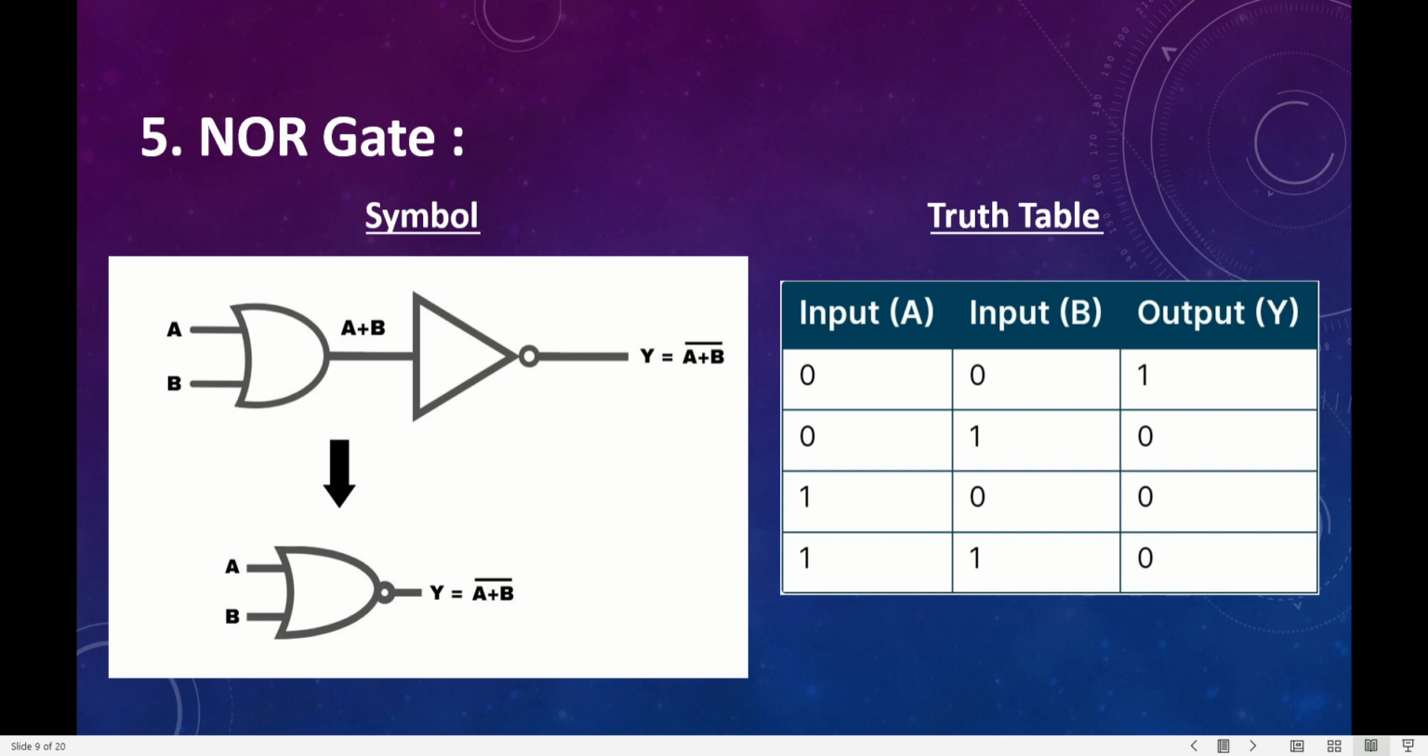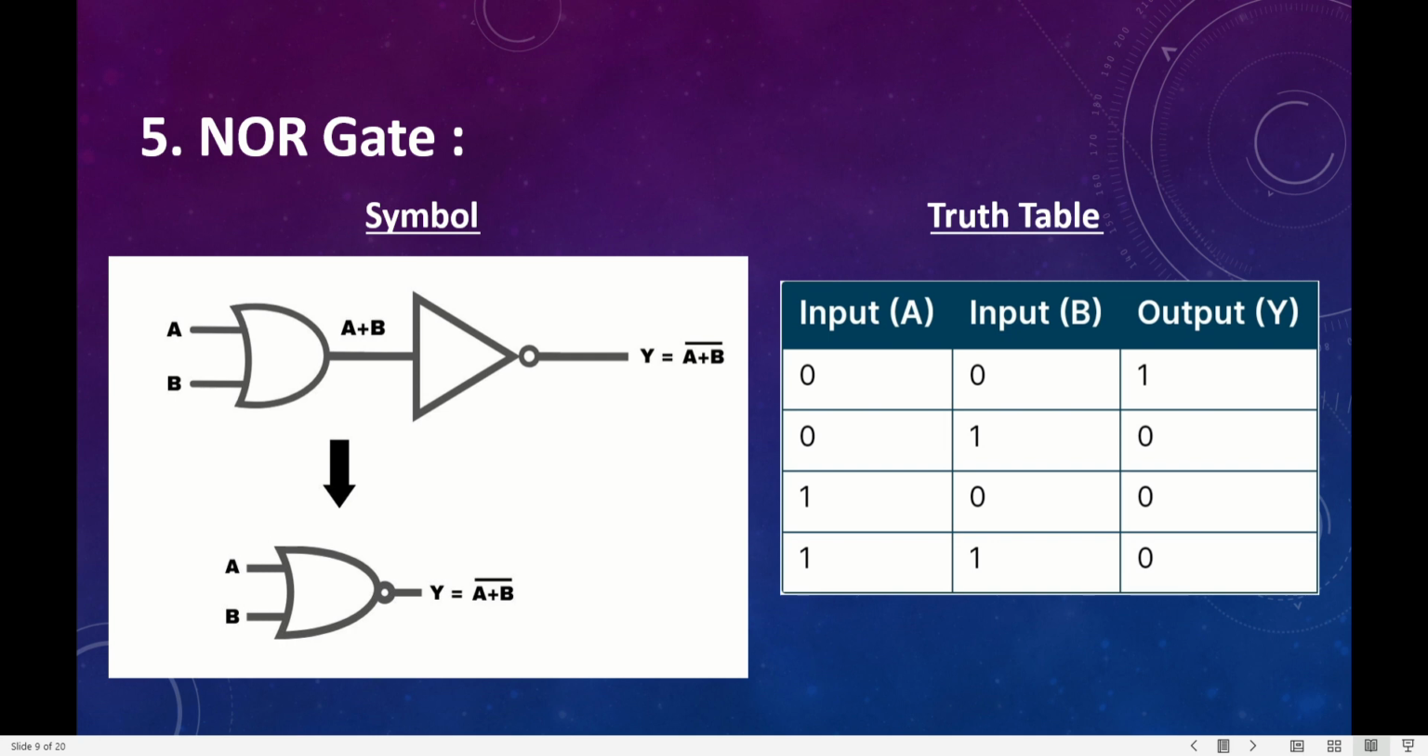And then we are talking about the NOR gate. The NOR gate is a combination of two gates. It means the NOT gate and the OR gate are connected in this circuit. So the Boolean expression is output equals a plus b, whole bar.